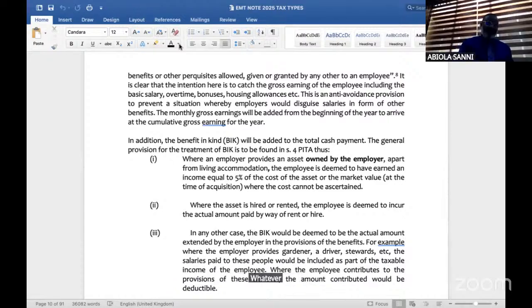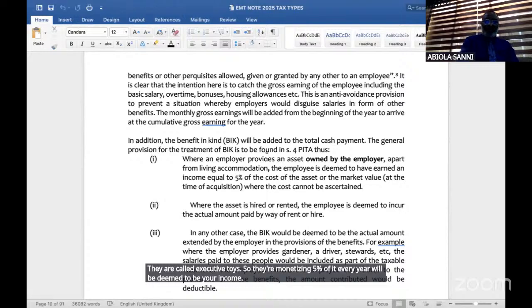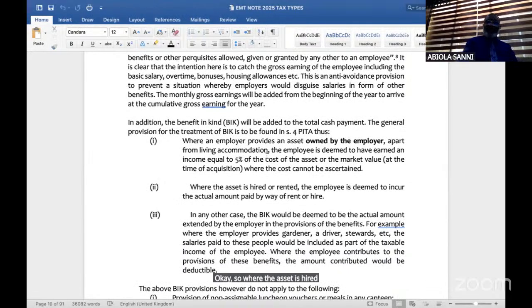Whatever your employer provides for you every year, in terms of asset, even if it's a phone, maybe a new Fold 6 or iPhone 16 or 17, when your employer gives you all those things, they are called executive toys. So they monetize it, and 5% of it every year will be deemed to be your income. Where the asset is hired, let's assume that they didn't buy it, they hire it, the cost of hire will be attributed to you.